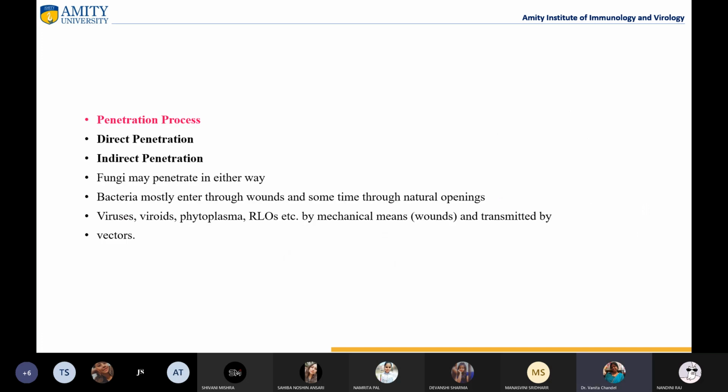Then the penetration process. Again, it is direct penetration and indirect penetration. So fungi can penetrate either way. It could be direct penetration, it could be indirect, whereas bacteria mostly enter through wounds and through natural openings. And viruses and phytoplasma are transmitted by vectors. They get entry through the vectors, right? We have studied a lot of vectors like Bemisia tabaci, which is an insect, or even nematodes act as a vector of the viruses. So they are taken inside by the vectors.